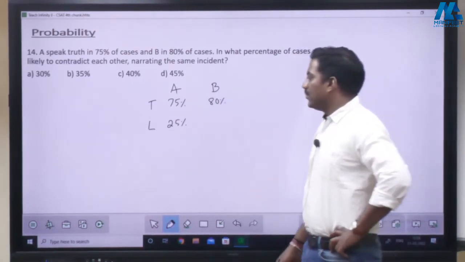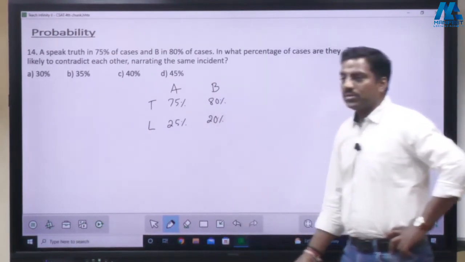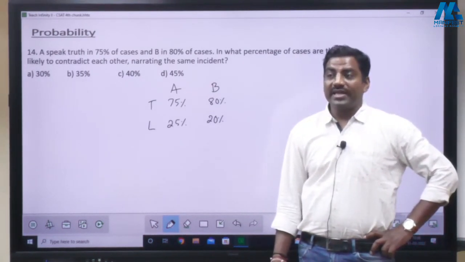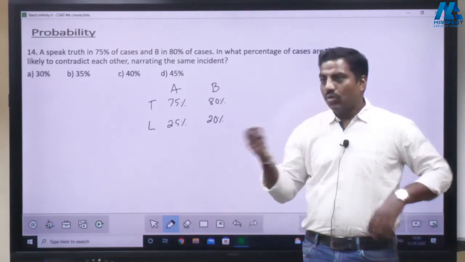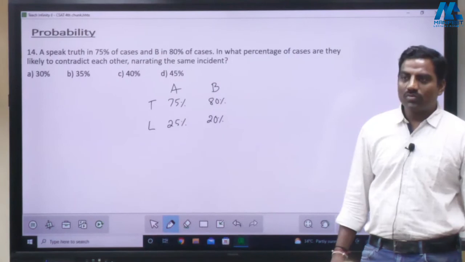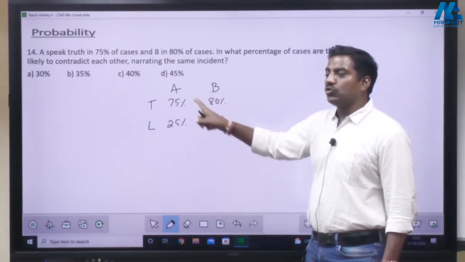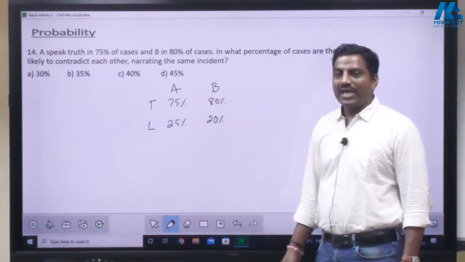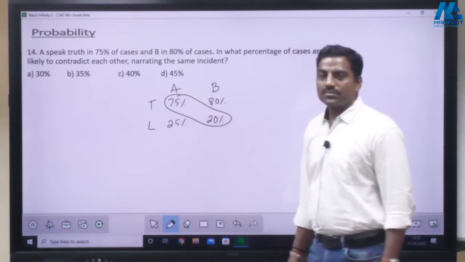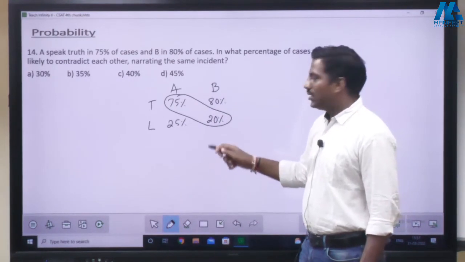And what are the chances of him lying? Contradicting means what? Contradicting. One is doing something, other is doing something else. Yes or no? So when A is telling truth, what should B do? He should lie. When B is telling truth, he should lie.